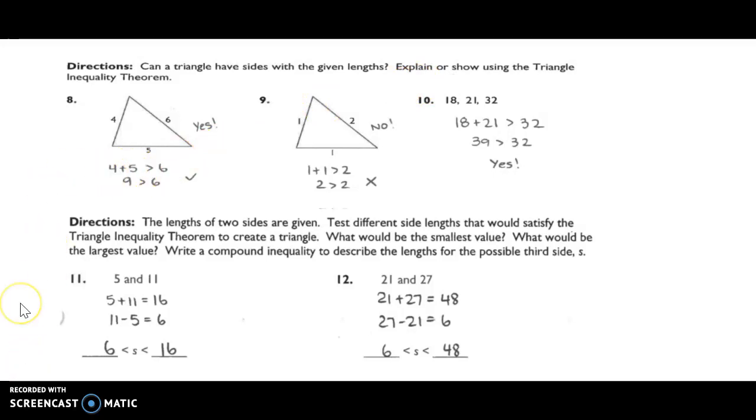Numbers 11 and 12 are probably good ones to look over. If you're given two sides, then what are the possibilities for the third side? Well, we know that the maximum it can be is going to be 16. And then the minimum is going to be, if you subtract those numbers, 6.